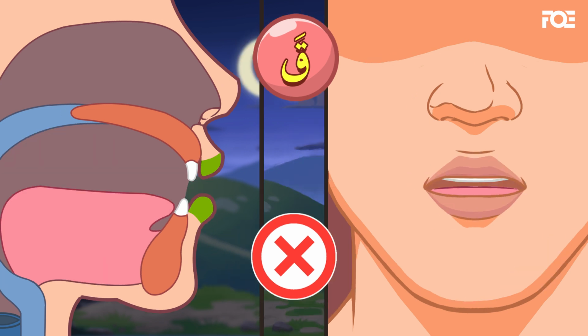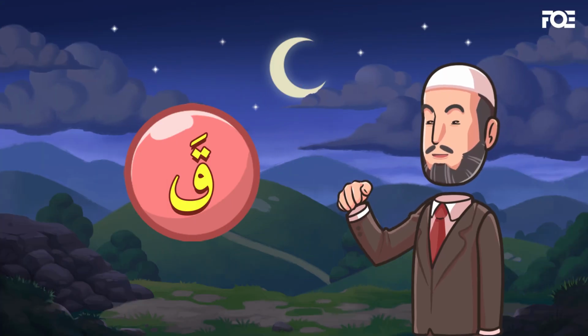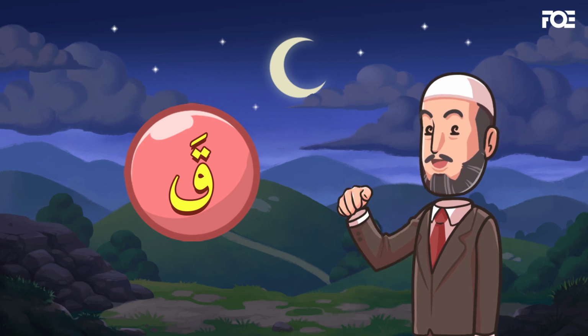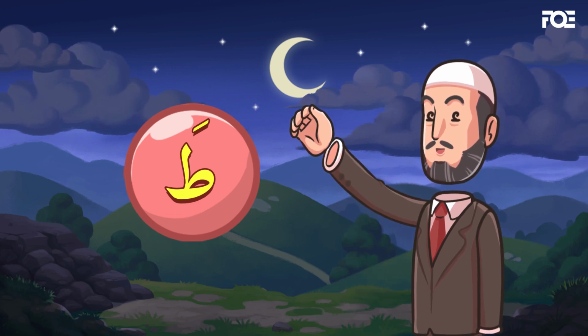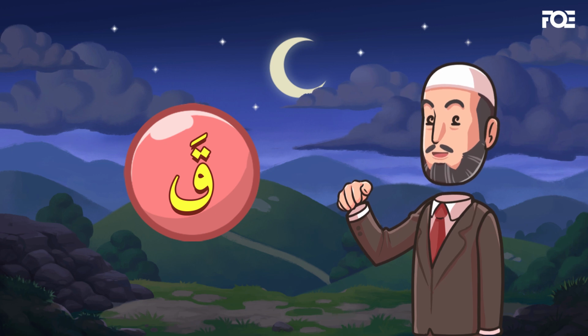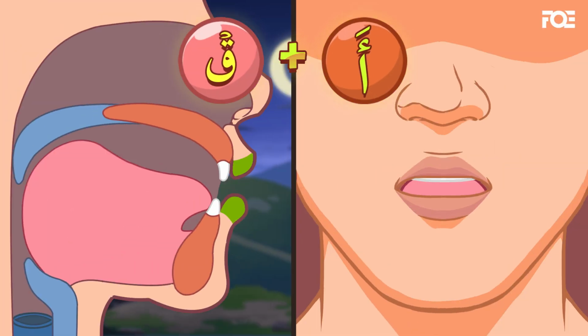Don't say it Ka. It is thick and high letter right here. So low, thick, thick and high. Very thick and high is Sa, Da, Ta, La, but Qa is somewhere here. So repeat after me. Aq, Aq, Aq.